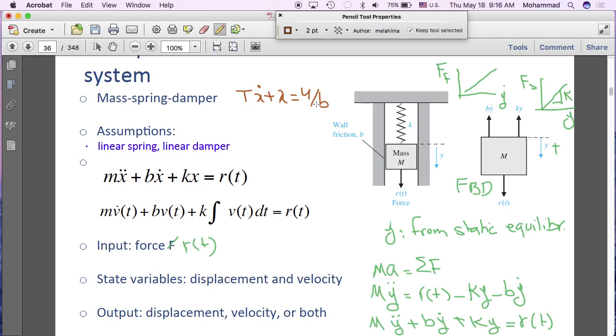Are you interested in tracking the position of the system? Then position is your output. Are you interested to know how fast this moves? Then velocity is your output. If you're interested in knowing both, they're both your output. So you have a state vector essentially here. So again, we have a state vector.